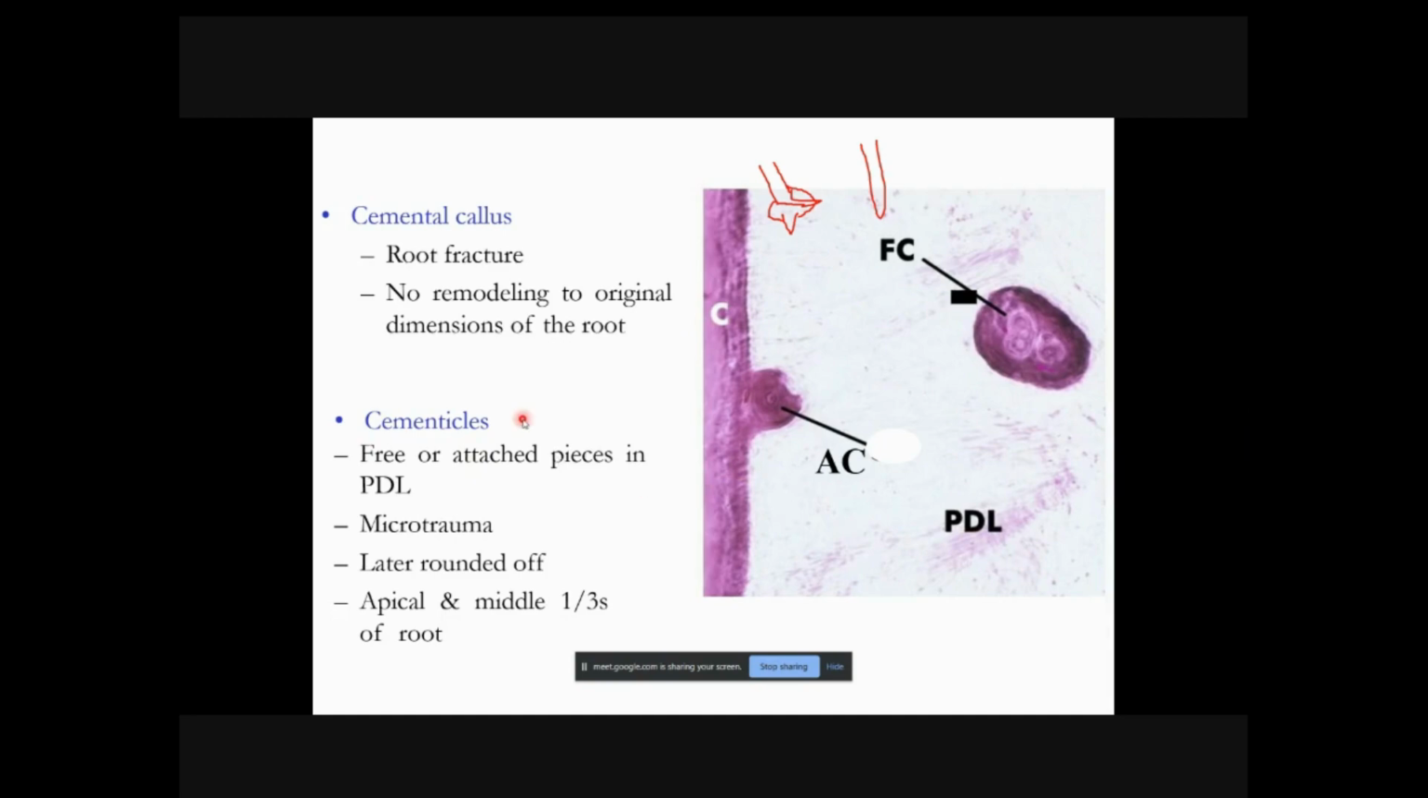This again is because of microtrauma. Whenever there is a small fracture or some very small trauma, then some part of cementum is chipped off and later it is rounded off. Okay, and this is especially common in the apical and middle third of the root.